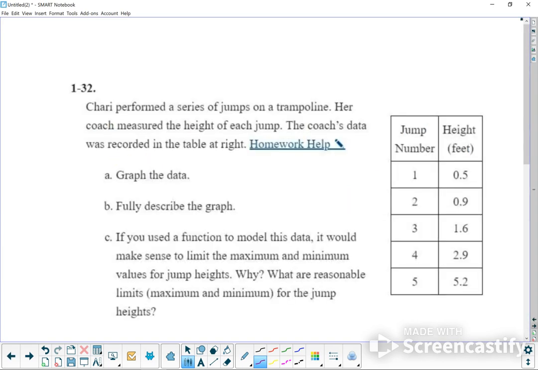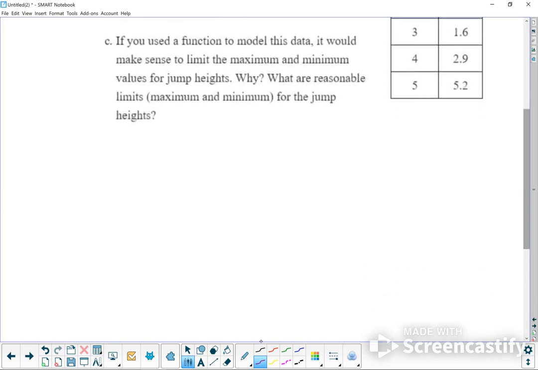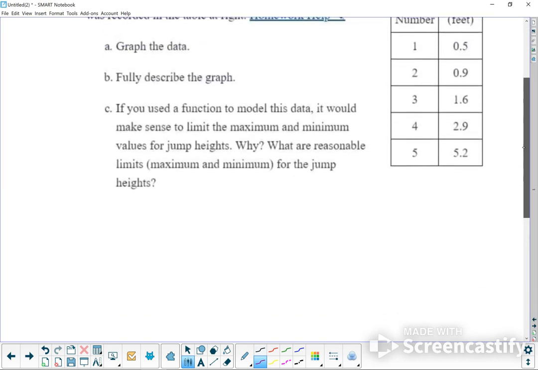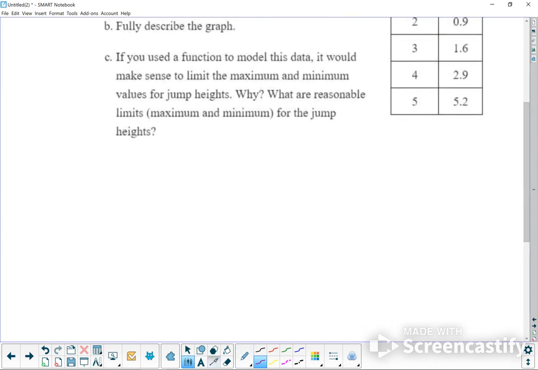Okay, back page, graph the data. In order to graph the data, I'm going to create my own graph here. Just looking at that, it looks like I have to go from 1 to 5, and then I have to go all the way up to about maybe 6. So I'm just going to do my best. And that's why I left you some space, because you are going to do your best.